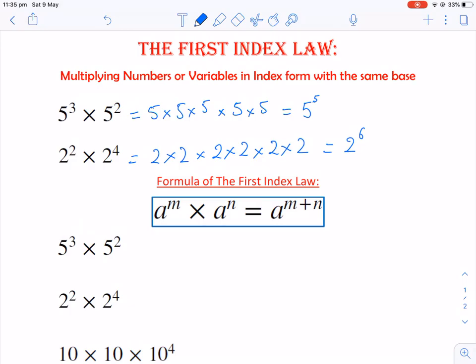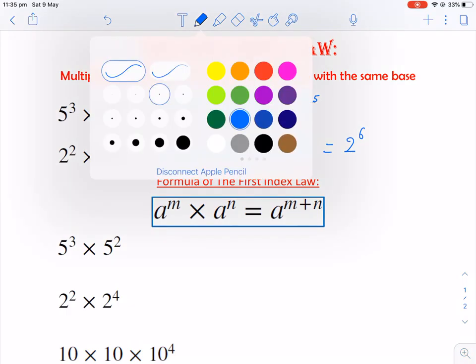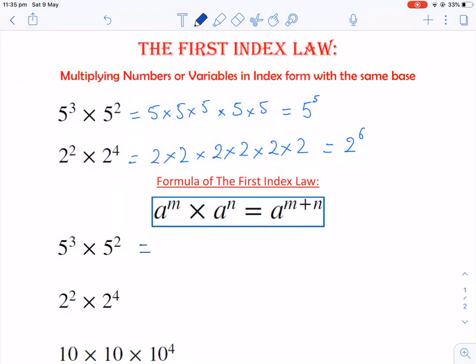According to the first index law, for my result I have to keep the base, which is 5, and I have to add the indices, which is 3 plus 2. So my final answer is 5 to the power 5. Exactly the same as when I did it manually.